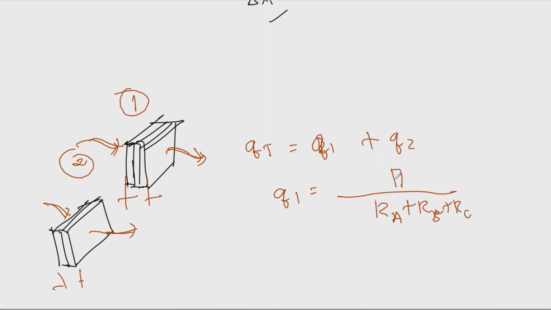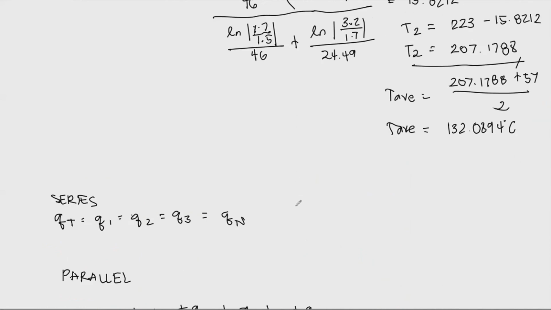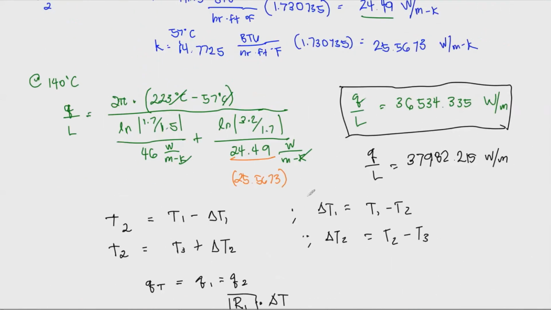So that is the temperature gradient for 1, and Q2 is simply the temperature gradient at Q2, and then that is equal to, let's say, RA and RB. So that's how it goes for a series in parallel. So okay, that's how it goes for our series and parallel conduction.